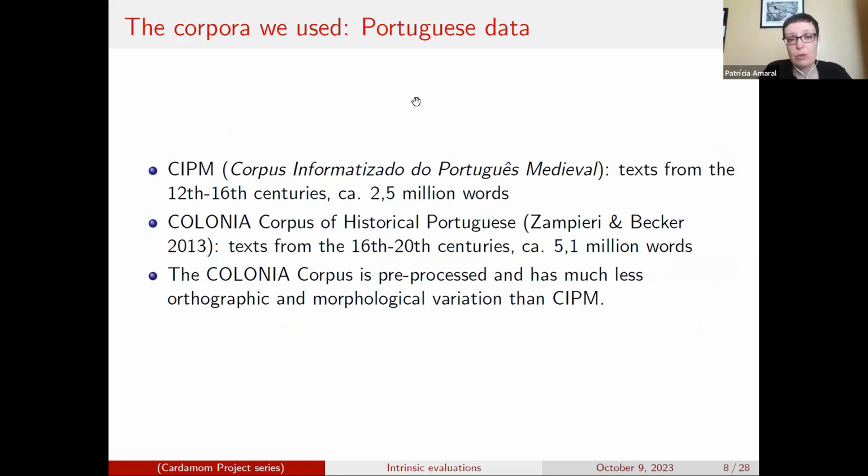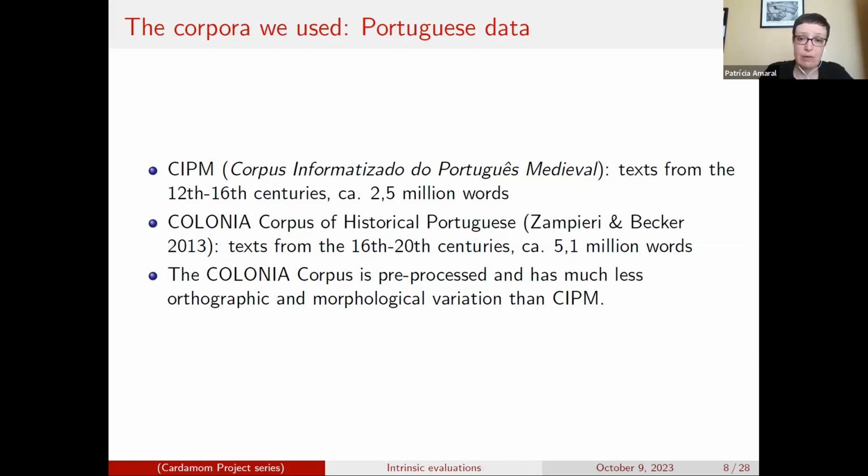So when you use this corpus online, you have a platform and you can see one text at a time, as you will explain in a second. And so we had to obtain permission from the authors to scrape the entire corpus and use it in our work. And then we compare this corpus with another one called Colonia, Corpus of Historical Portuguese.